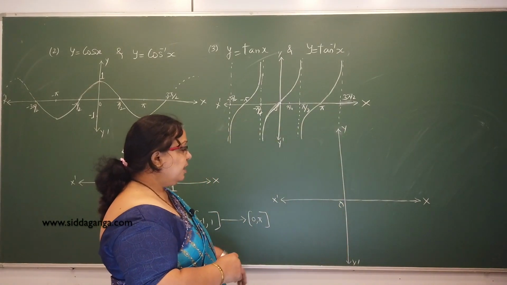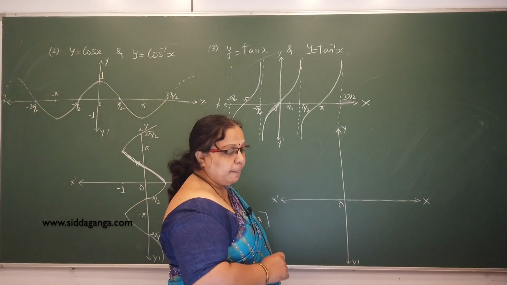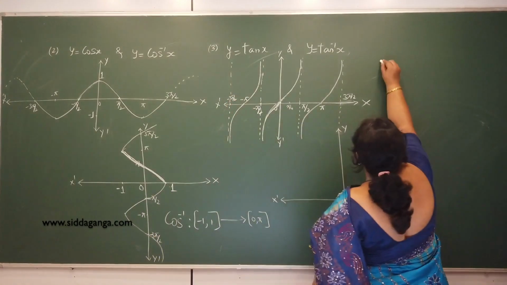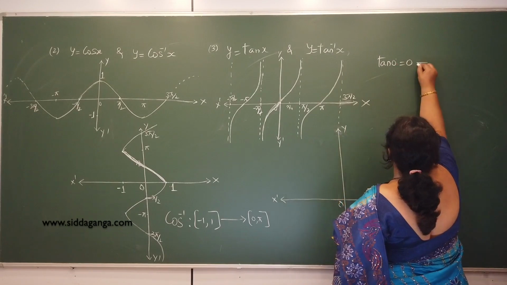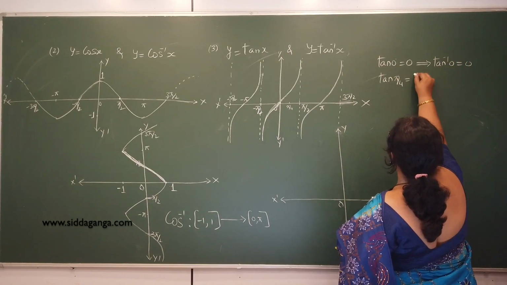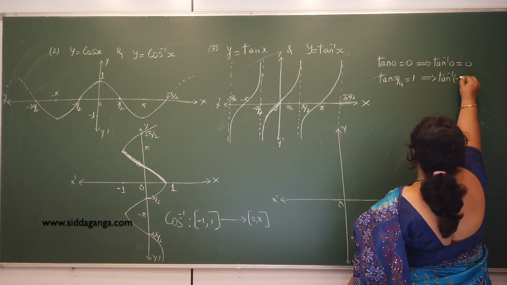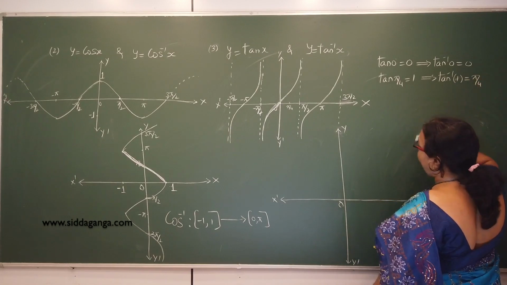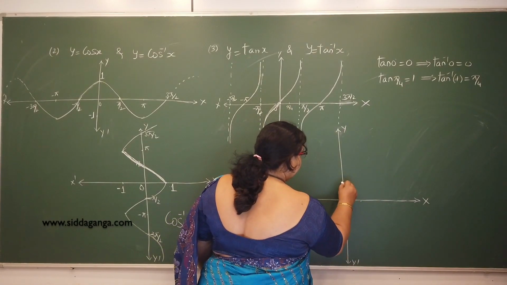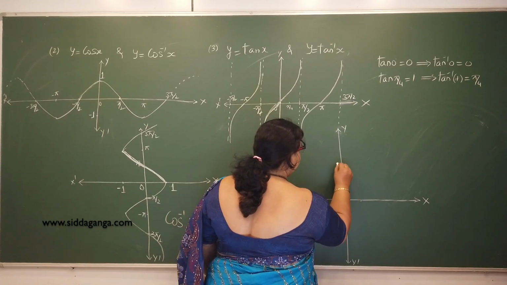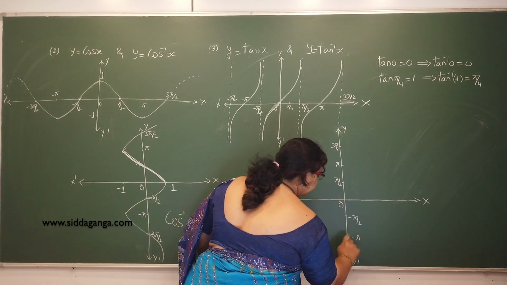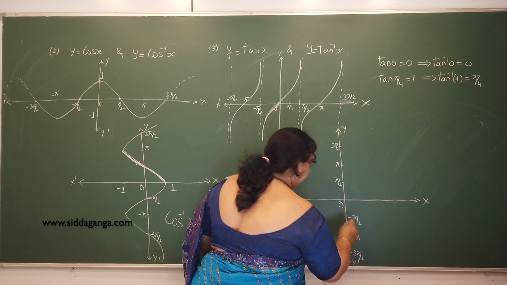So again, now on the x axis we cannot take angles. Tan 0 equal to 0, tan 0 degree equal to 0, therefore tan inverse of 0 equal to 0. Tan pi by 4 equal to 1 implies that tan inverse of 1 is nothing but pi by 4. So 1 is here, then we have to take the angle pi by 4. So here pi by 2, next 3 pi by 2, here minus pi by 2, here minus pi, so this is minus 3 pi by 2, again you draw the dotted line here.